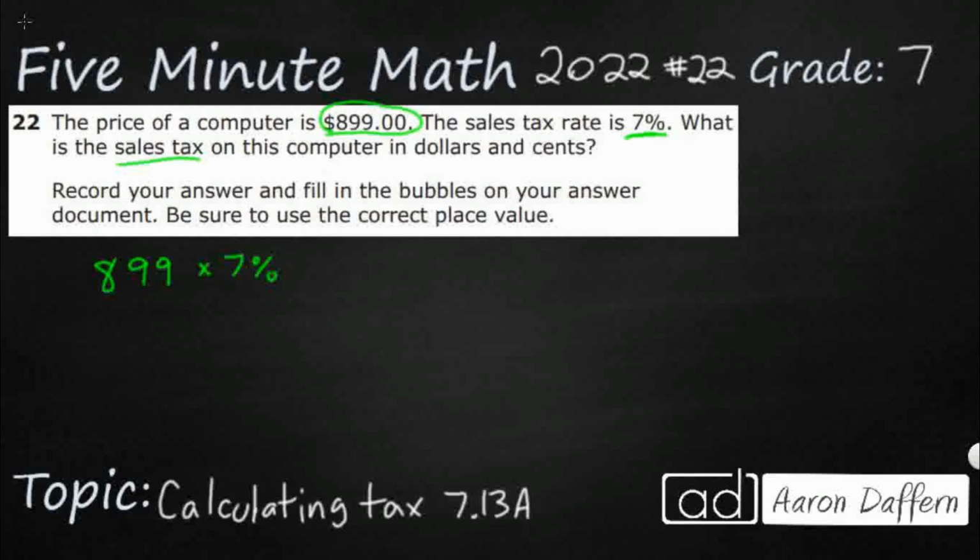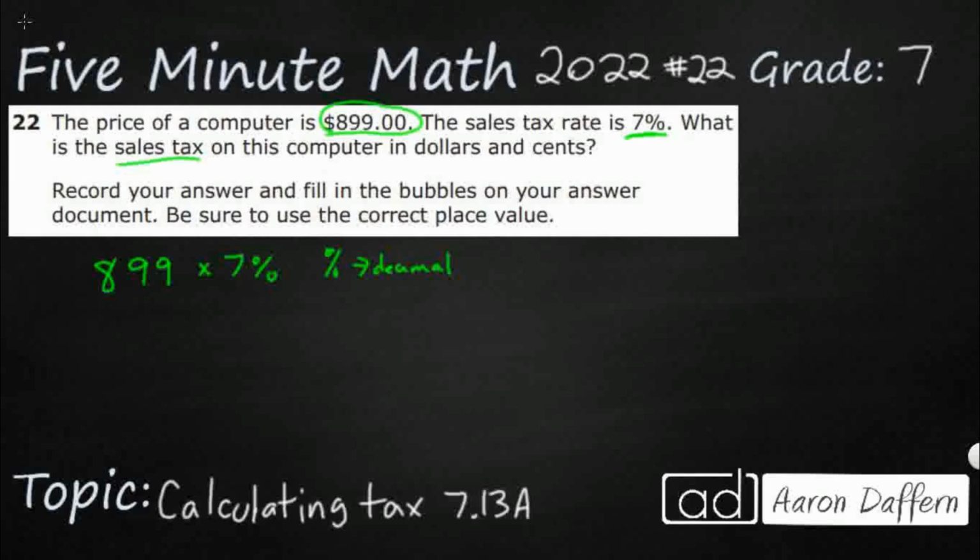So what we need to do is first change this percent into a decimal. All right, so how do we change this percent into a decimal? What we do is we look at the decimal spot, and we realize that this percent here, 100% is one whole. If we get 100% of something, we get the whole thing.